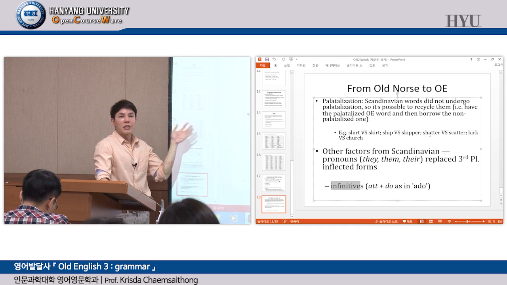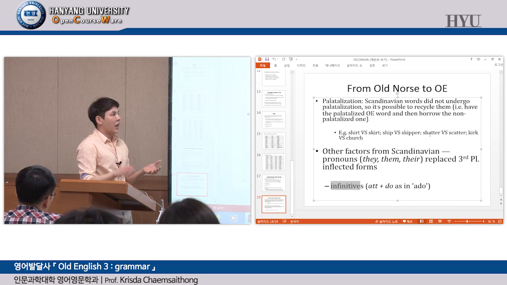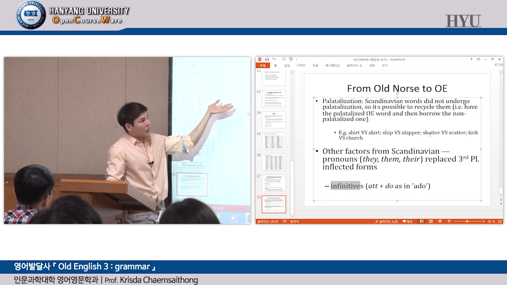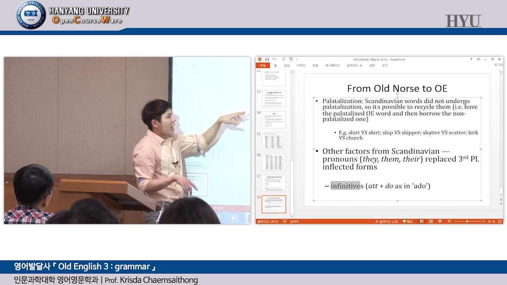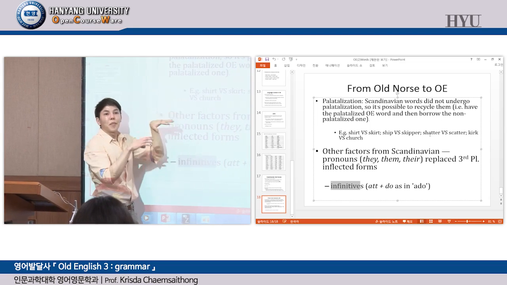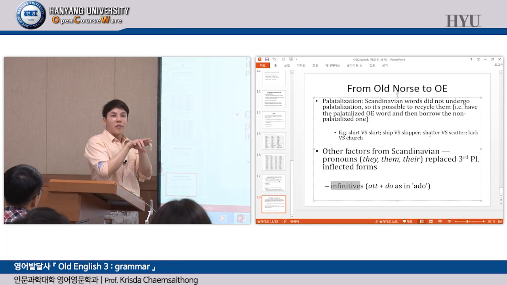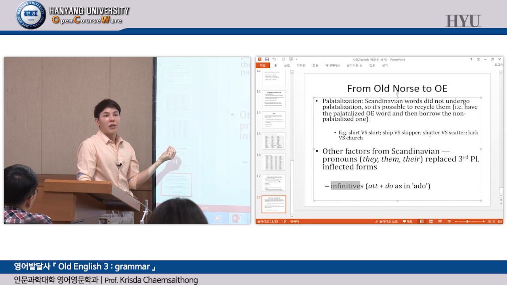But with Old Norse, the situation was different, right? Because we borrowed a lot of words that are everyday terms, including things that we eat, things that we wear, and so on, including verbs, right? So sometimes you will have what we call doublets, two words that have the same origin, but one has gone through the sound change that we know as palatalization.